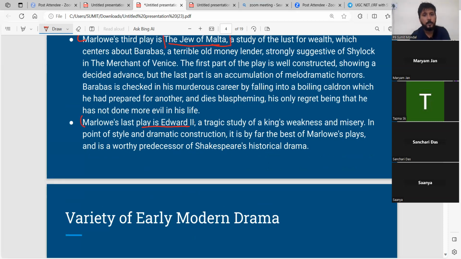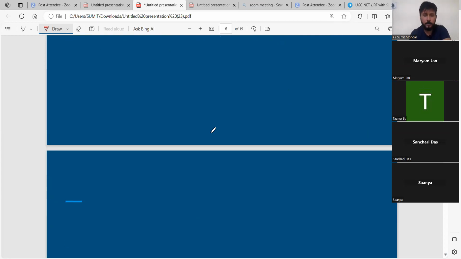And Marlowe's last play, Edward II, you can see it is a chronicle. That means it gives you a playwright's perspective about the national history of England. So when I say national history, it already means the genre called chronicle. One of the first and important chronicles of early modern drama, and also a reason for the development of English historical drama.